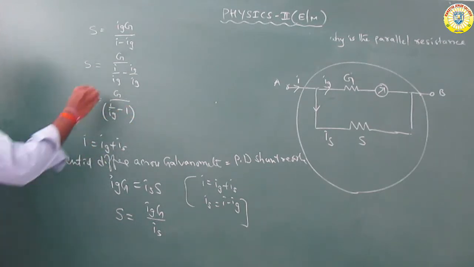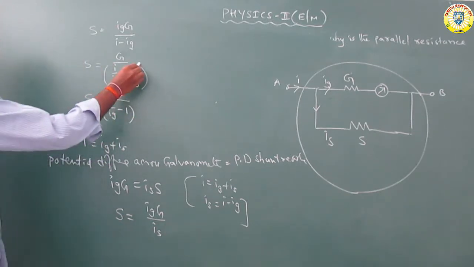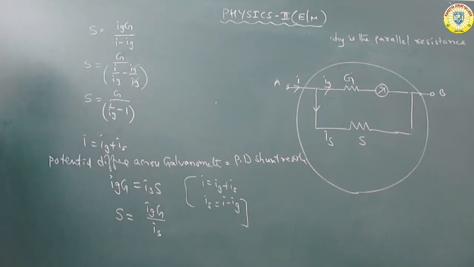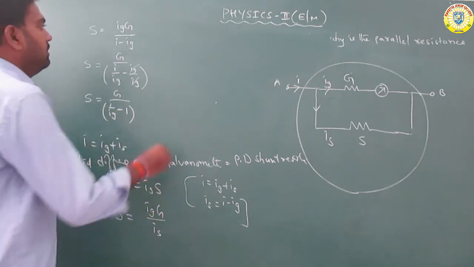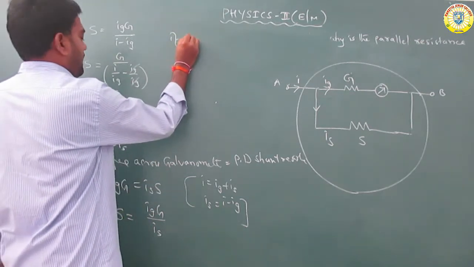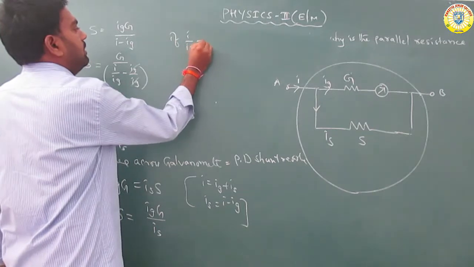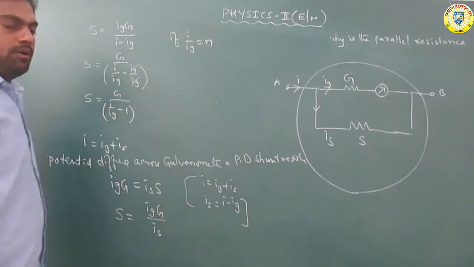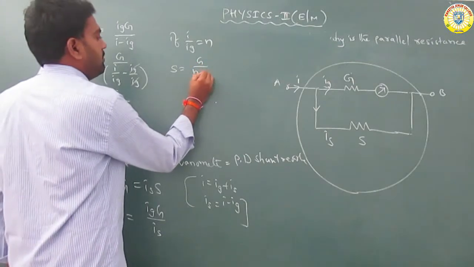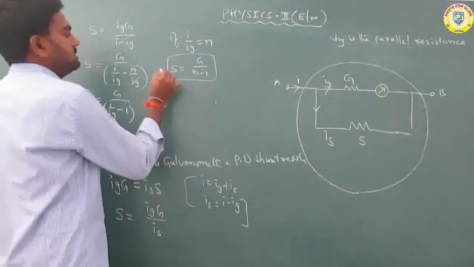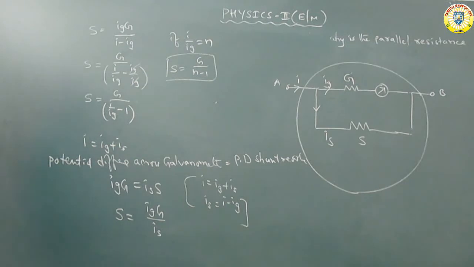We can write Ig by I minus 1. Substituting, the shunt resistance S is equal to G by (I by Ig minus 1). But here, if I by Ig is taken as N, then substituting, S is equal to G by (N minus 1). So this is called the shunt resistance equation.